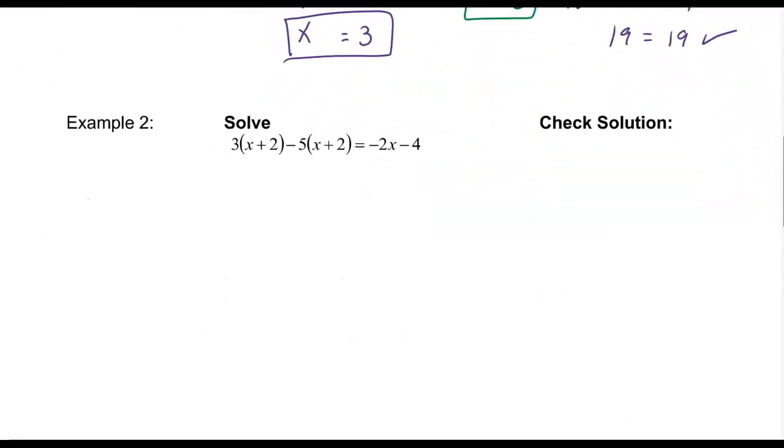All right, let's look at the next one. We have 3 times the quantity x plus 2 minus 5 times the quantity x plus 2 equals negative 2x minus 4. Now, is this really a hard equation either? No, but guess what? People in this room will mess it up. If I asked you right now to do it, a large group of you would sit there and make a silly little error that would destroy it. So I'll tell you about it as we go. Are you guys with me on this?